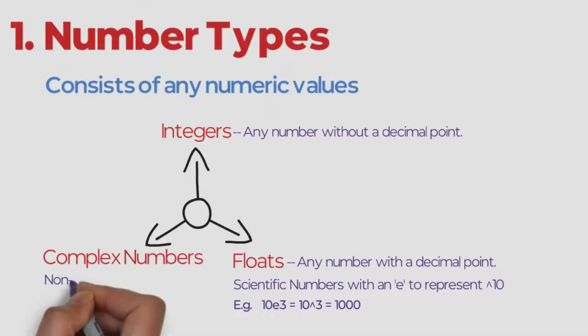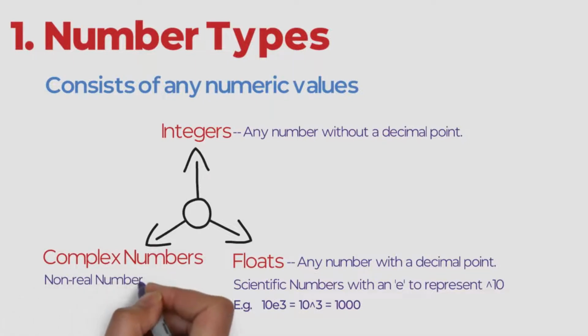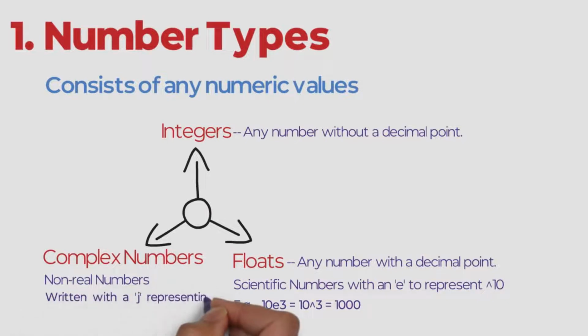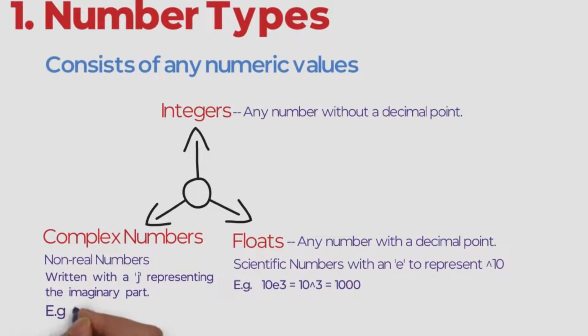Complex numbers refer to non-real numbers such as the square root of -1. They are written with a j representing the imaginary part. For example, x is equal to 3 plus 5j, with 5j representing the imaginary part.